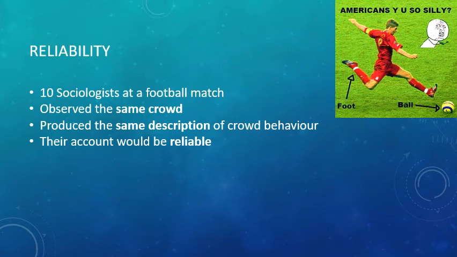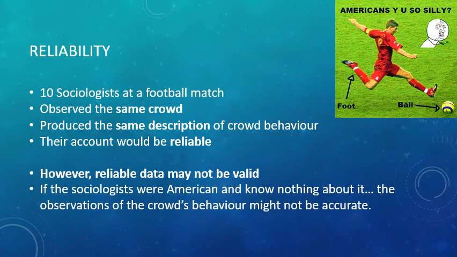If I went to a football match and we observed the crowd and looked at crowd behaviour, and 10 of the sociologists produced the same or very similar description of the crowd and how they behaved and who was there and what they were doing, then we could argue the data is reliable. But what if some of those sociologists were American and they don't really understand football and they're distracted by the game and they don't understand the culture of British football? Their descriptions might not be completely accurate. So we might end up with a similar pattern. All American sociologists report the same kind of findings, but it doesn't mean that their findings are always truthful or accurate. It might not be valid.